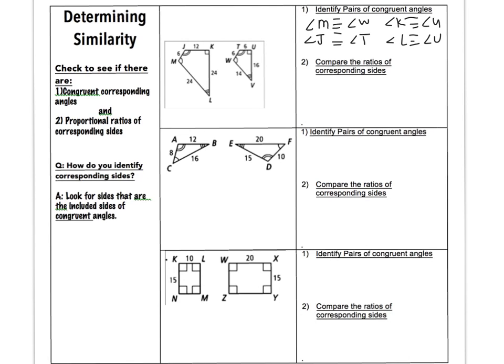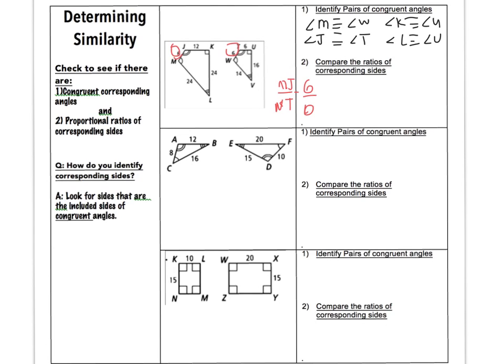Let's look at the side here that's labeled 6. It's between M and J. So I want the one that's between W and T, so that's this one. So that ratio is 6 to 6. So that's MJ to WT.